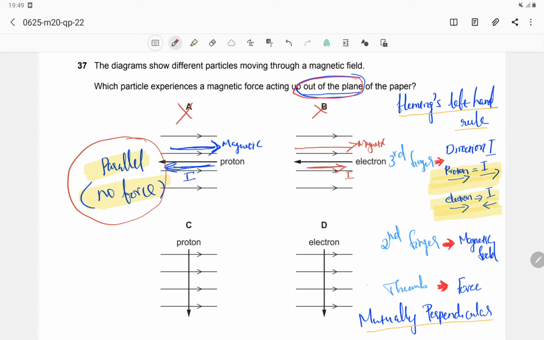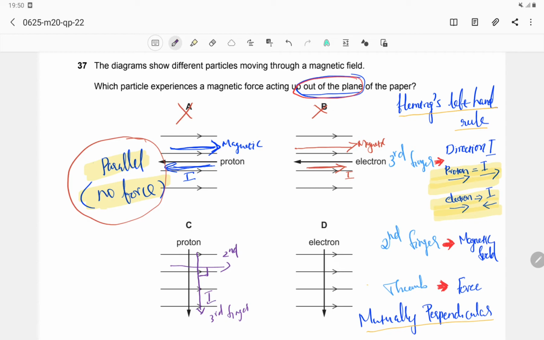Now let's check option C. In option C, the magnetic field direction is towards right. That means your second finger or index finger should point towards right. And the proton is moving downwards, down the paper. So the current and the proton direction we can consider as the same. So the current is moving downwards and it should be the third or middle finger, right? You should point the second finger towards right and the third finger towards down of the paper, and this is mutually perpendicular, so definitely there will be a force.